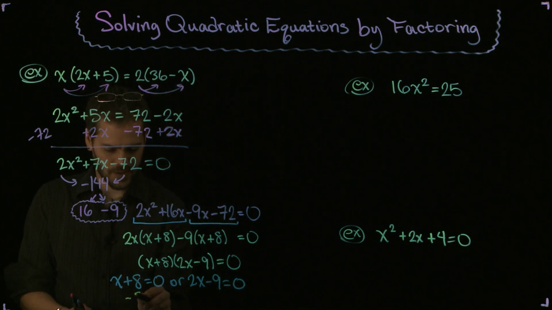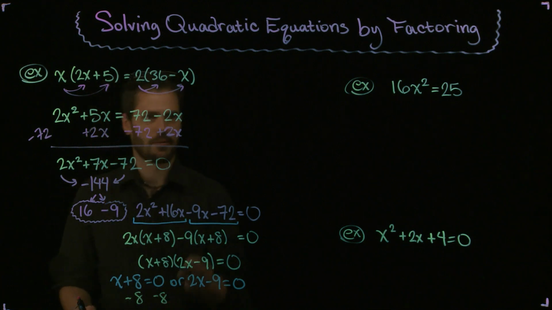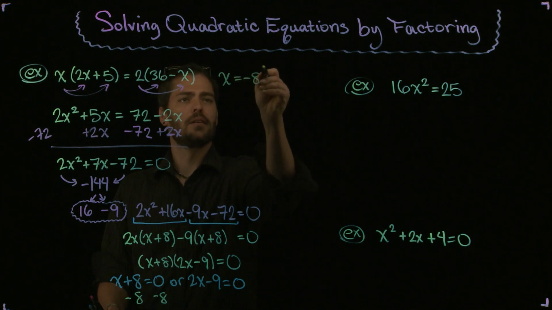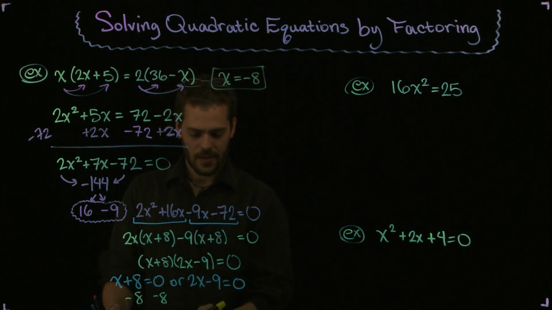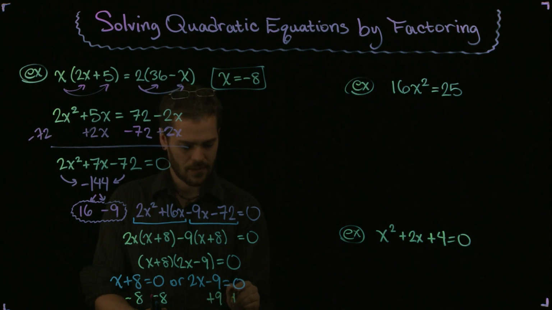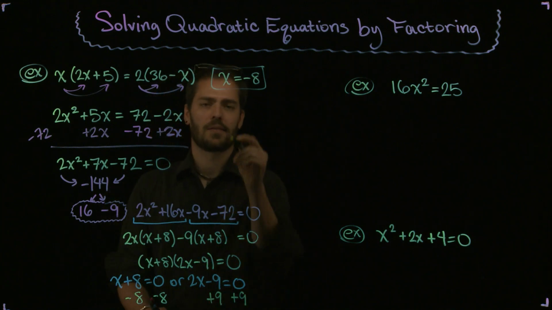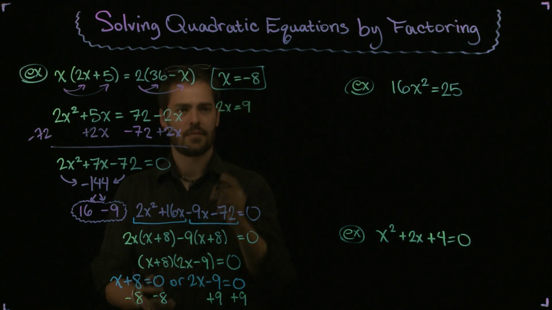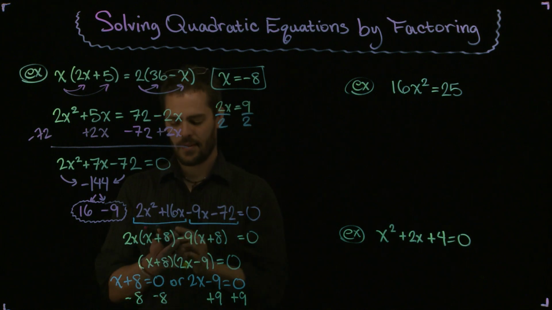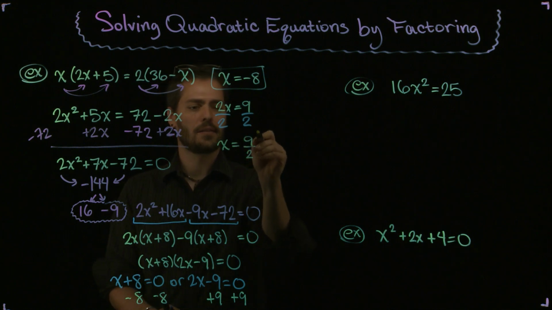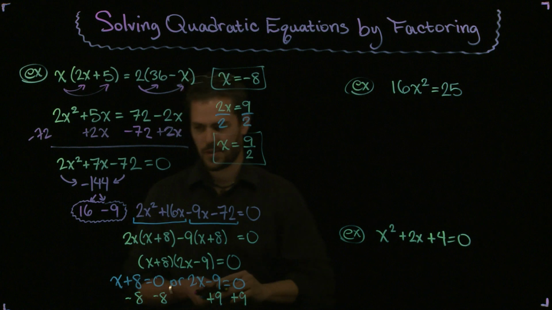For the first equation, I can simply subtract 8 from both sides, and I'm going to write the solution up here. That gives me x is equal to negative 8 for one of the solutions. The other one, I'm going to have to add 9 and then divide by 2. I'm kind of running out of space here. Let me just add the 9, and so that gives me 2x is equal to 9. Divide both sides by 2, and we get x is equal to 9 halves is the other solution for this problem.